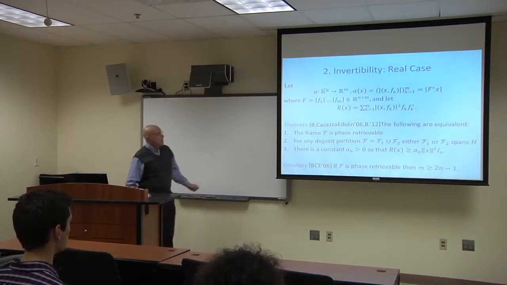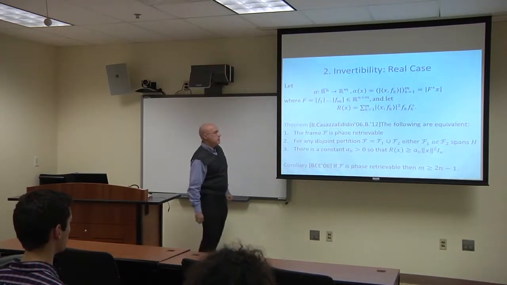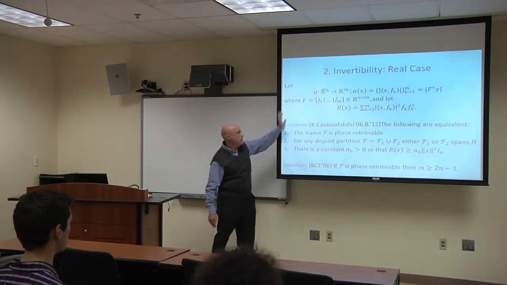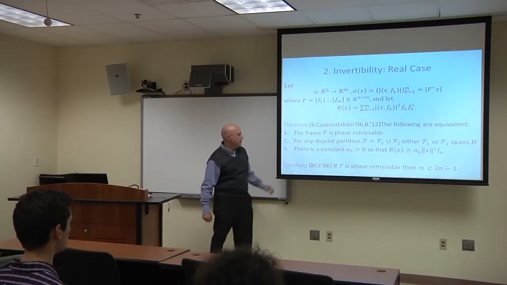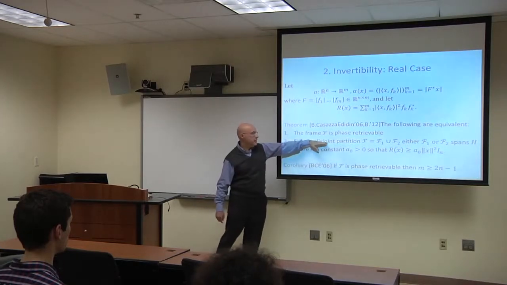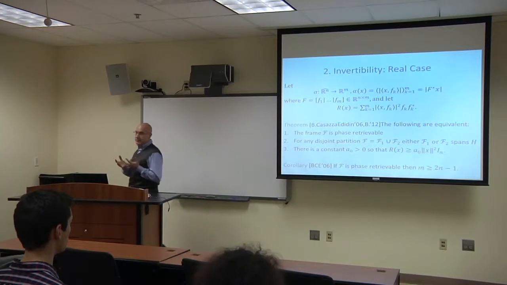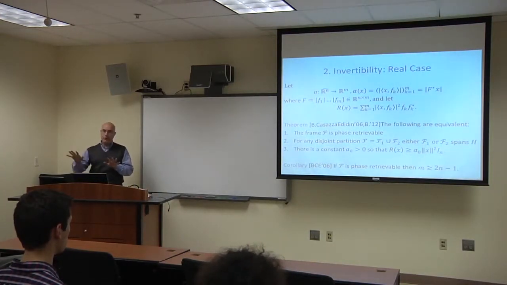With this notation in place, here's the main result in the real case, which says that the following properties are equivalent. The frame F is phase retrievable, so the nonlinear map alpha is injective. And then there are two other conditions which are equivalent to this one. The second one is purely geometric in nature, and essentially says that no matter how you partition your frame set into two disjoint subsets, at least one of the two must span the whole space.